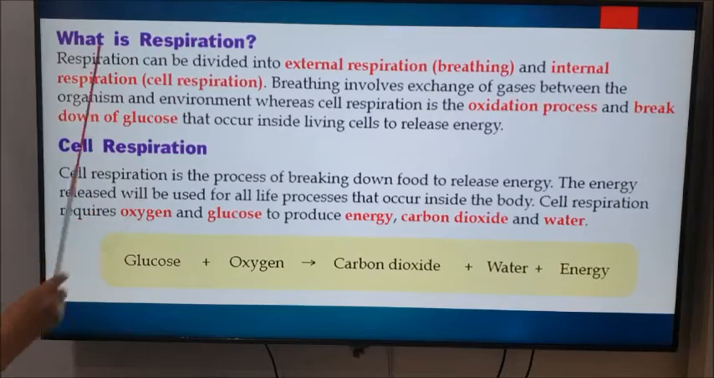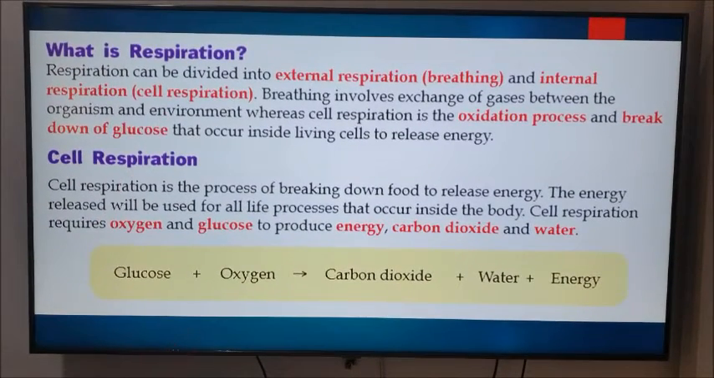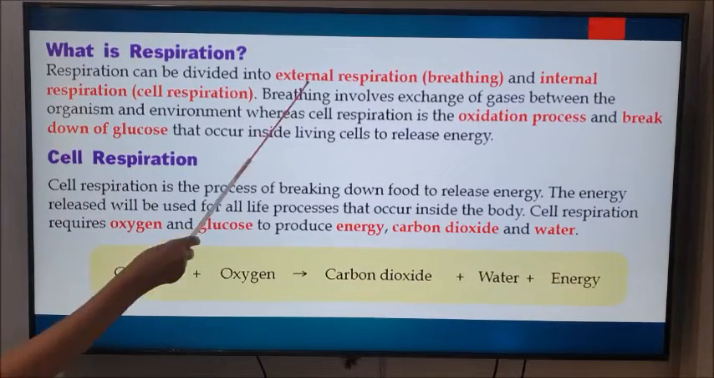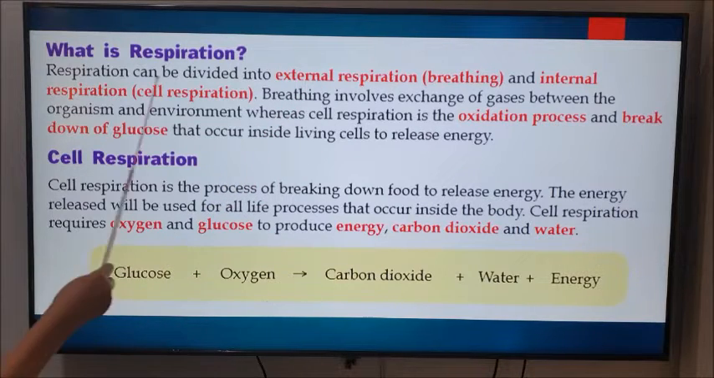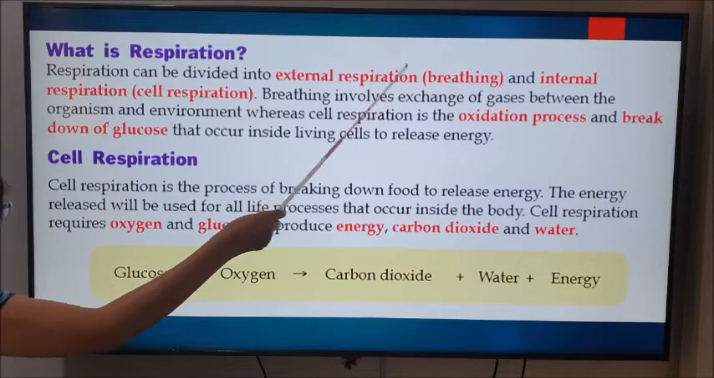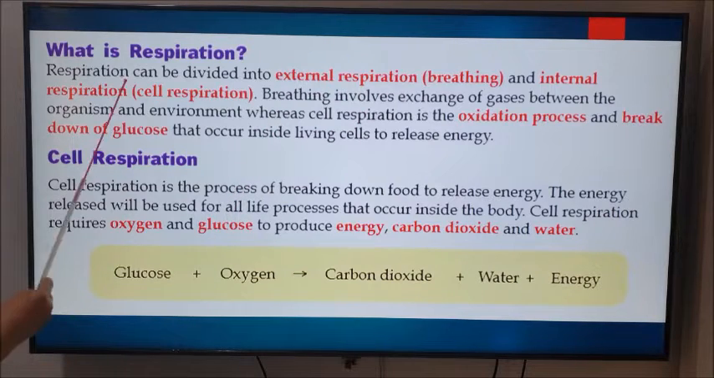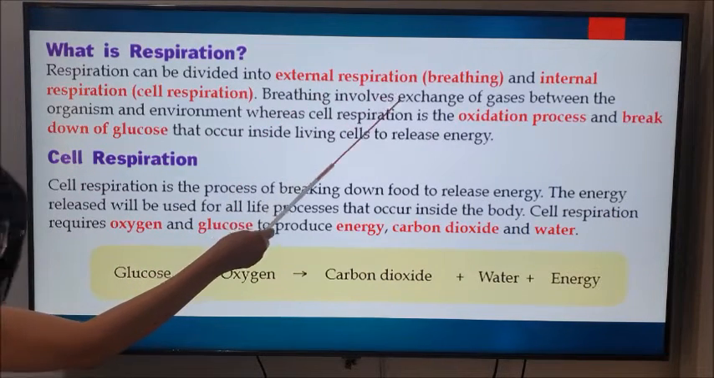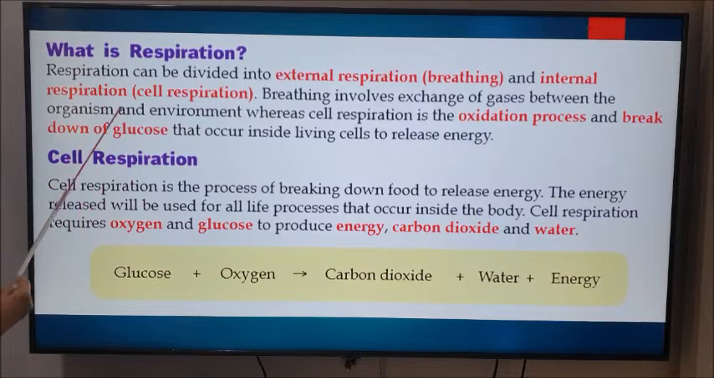What is respiration? Respiration can be divided into two: external respiration and internal respiration. You breathe every day. You take in oxygen and you breathe out carbon dioxide. So this process is actually external respiration, or we call it breathing. But respiration is more than breathing. It also involves internal respiration, or we call it cell respiration.